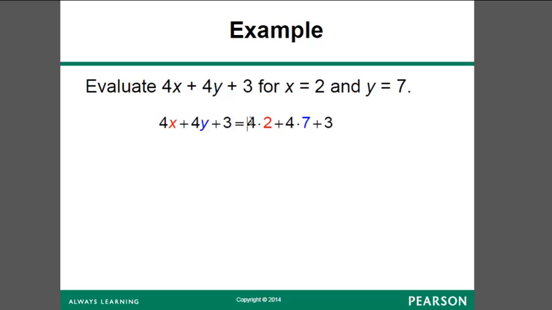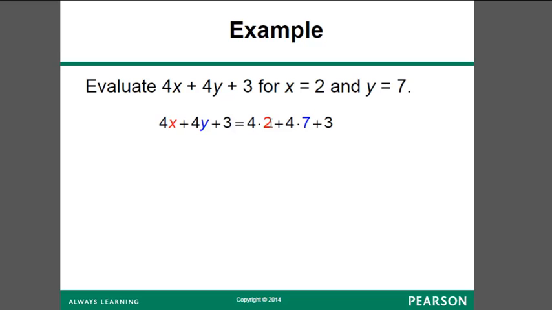Then I can proceed with doing this problem right here and working it out. What I want to do is look and say, do I have any parentheses? No. Do I have any exponents? No. I do have some multiplication and division. I just have multiplication. So I need to do the multiplication from left to right.